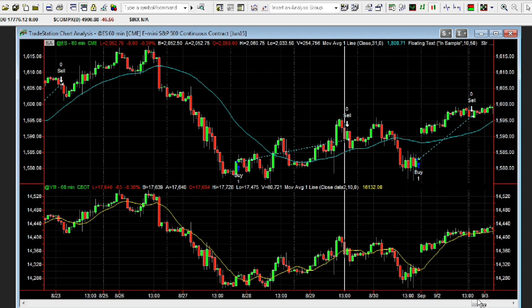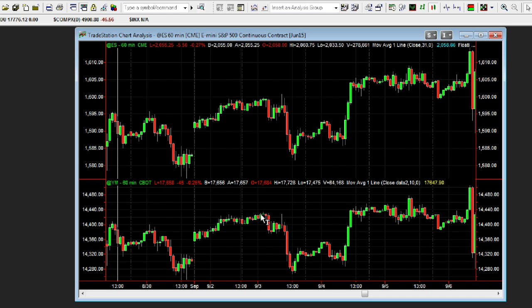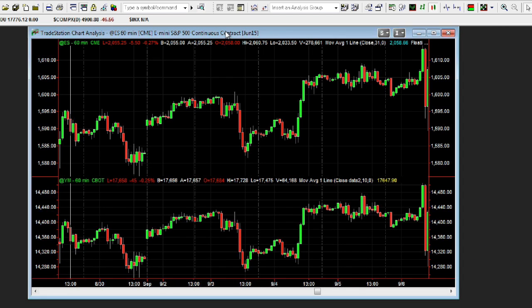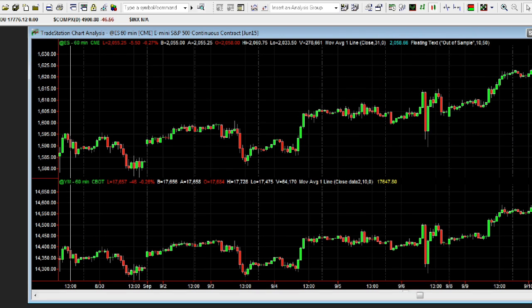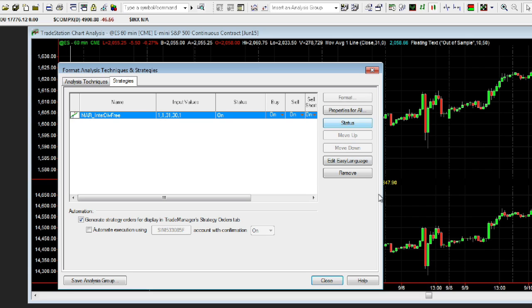Now, again, what we're looking at is the in sample, and this is what was optimized. So let's move this to the out of sample segment, which I have another chart here with the same settings, same strategy, obviously, and it's on the out of sample data. So this is unseen data. We turn the strategy on.